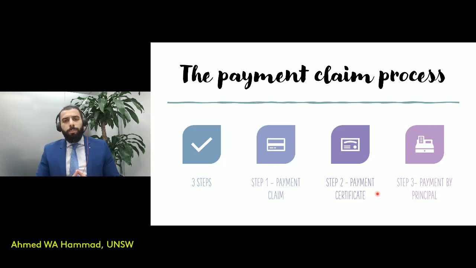How is the process set up? Well, there are three main steps for a progress claim process. Step number one is the payment claim, the submission of the payment claim. Step number two is the payment certificate. And then step number three is the payment that's finally made by the principal. Let's have a look at each of these steps individually.